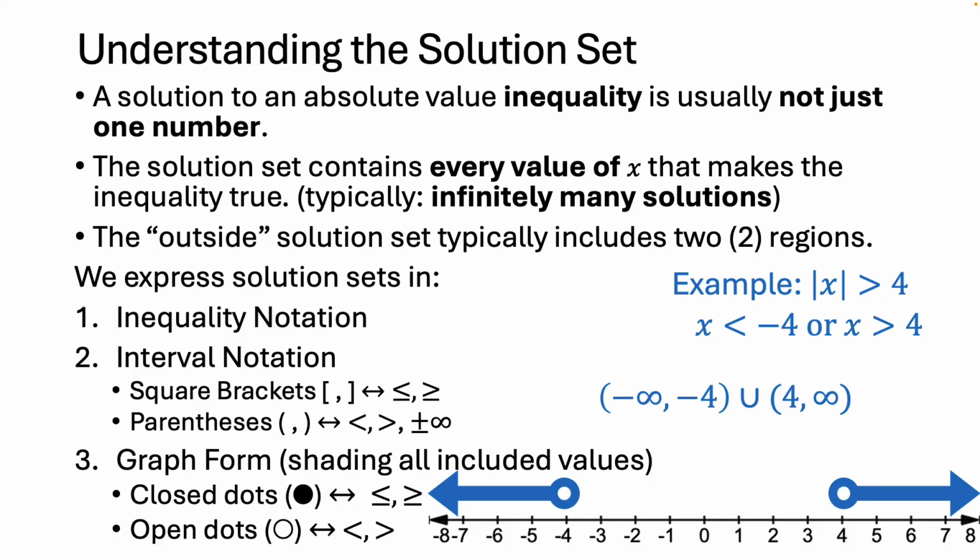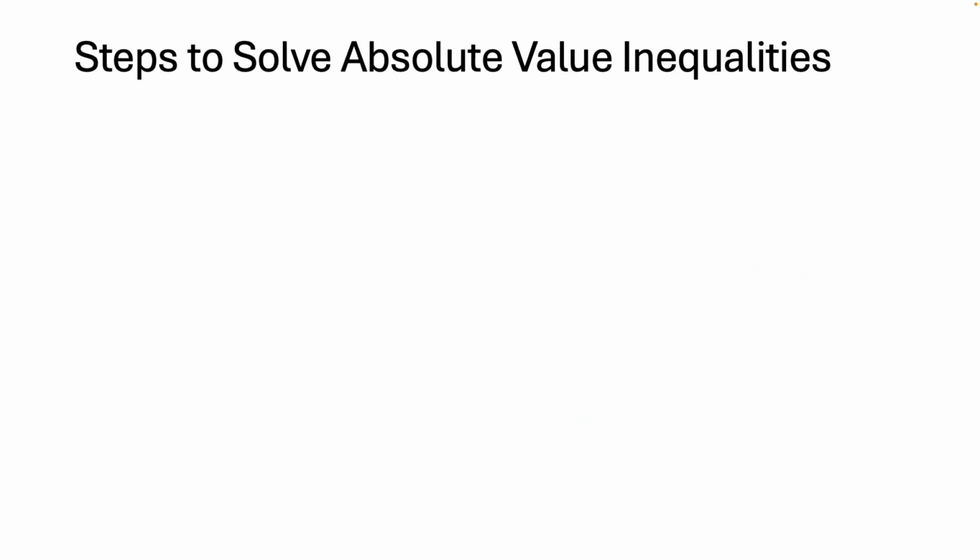So here we have the same solution set displayed 3 different ways: inequality form, interval form, and graphically. Notice that each of these 3 different ways has 2 pieces or 2 regions to it. Now let's go over the steps to solve absolute value inequalities while we work the problem 3 times the absolute value of x minus 9 is greater than 6.